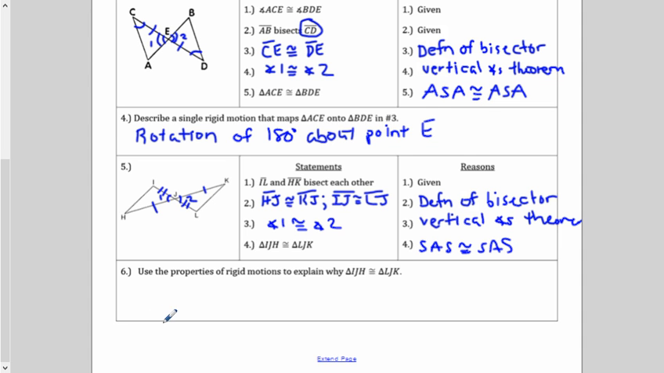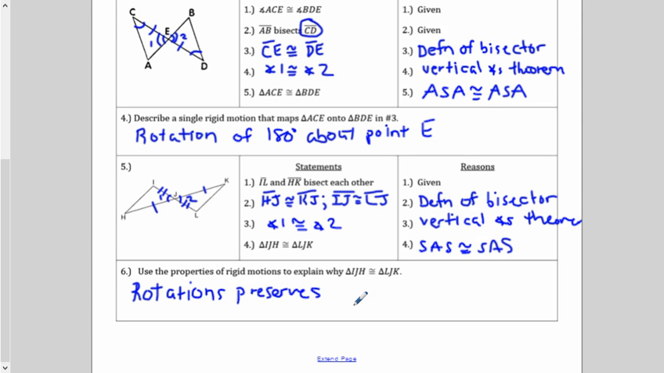And then one last question. Use the properties of rigid motions to explain why triangle IJH is congruent to LJK. Doesn't have just to describe the rigid motion, but use the properties of it. Well, we know it's a rotation. We talked about that because of the markings, right? Well, how come if it's a rotation, then how do we know the triangles are congruent? Well, because rotations preserve distance and angle measure, right? If the corresponding sides are all congruent, preserves.